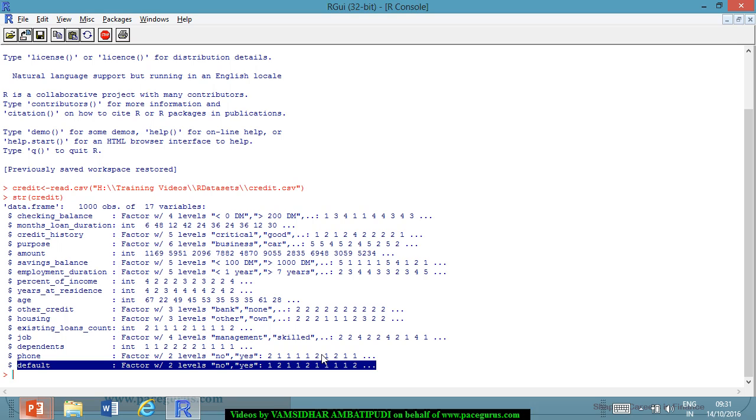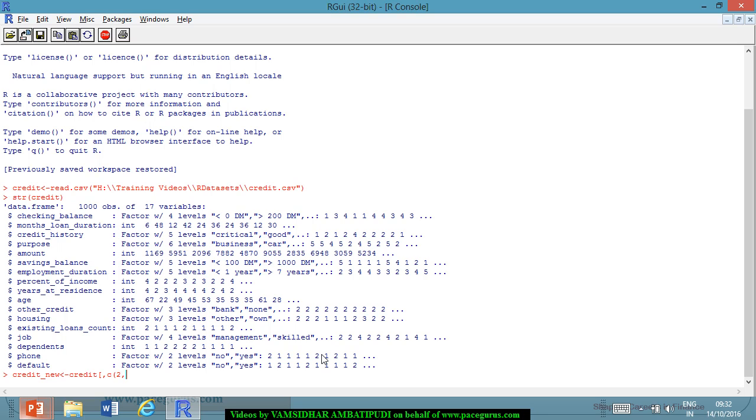I can very well use all the integer and numeric variables. But just for understanding, I want to use only one or two factor variables for the classification purpose. So I'll create a new variable called credit_new. I'll take a subset of credit, where I'll take all the rows, but column-wise only a subset of them. Checking balance, let me not take. I'll take the numerical columns first. Month, loan duration, I'll take.